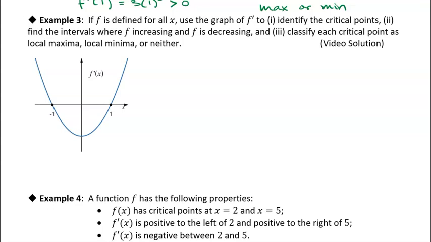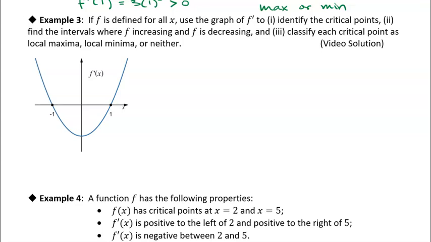All right, in this example, we're given a graph of the derivative. So make sure you notice that this is the derivative. This is not f of x. This is f prime of x. So we're given the graph of the derivative and we're asked to identify the critical points, find the intervals where f is increasing and f is decreasing, and also classify the critical points as either local minimum, local maximum, or neither. All right, so remember, this is the derivative.